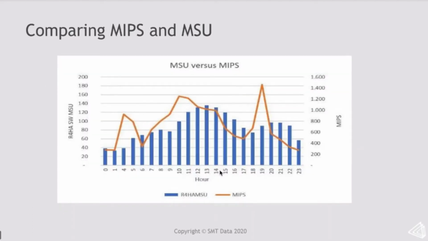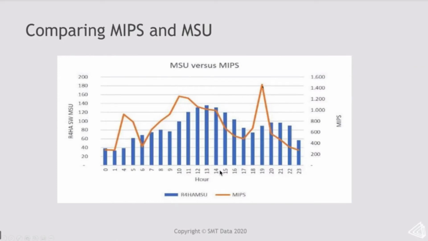Just comparing MIPS and MSU, because MIPS, shown with the orange line here on the right, is measured every hour. Typically, it's a little bit more spiky. The rolling 4-hour average MSU is much flatter because it is a rolling average. But notice also that it's going to be based on the previous 4 to 5 hours actually. So the spike or the peak hour for the MSU is going to typically be different than the peak hour for the MIPS. And sometimes very different.